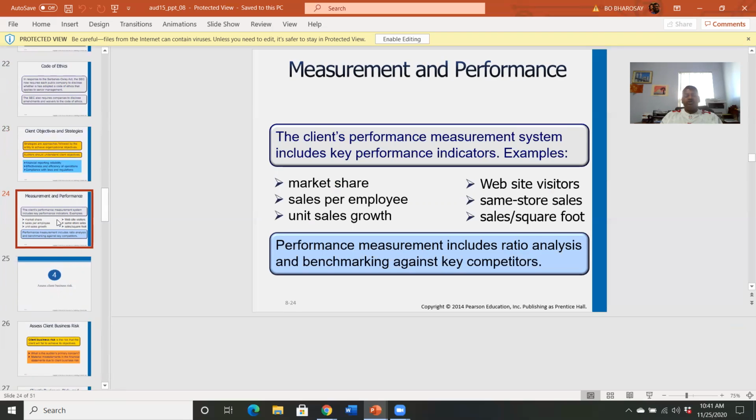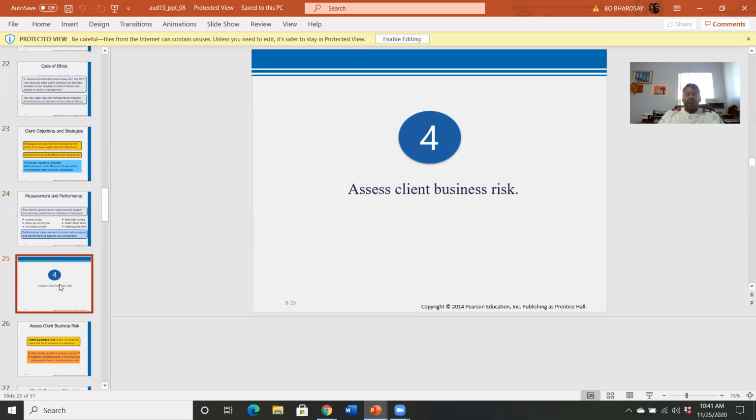Measurements and performances. You look at your market share, the sales per employee, the unit sales growth, the website visitors, same store sales, the sales per square footage. All these are performance measures. Assess the client business risk.